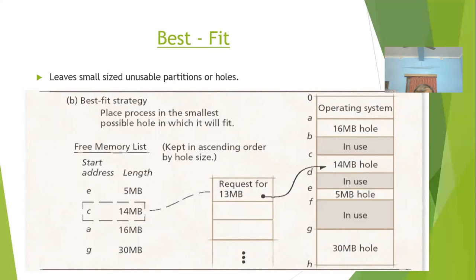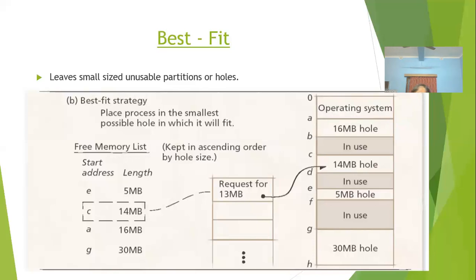Now what happens is that if you place the process in the location having a size of 14 MB, only 1 MB gets wasted. So it is better to allocate the unused space which starts at the address C, in this case 14 MB. That is shown via the diagram.